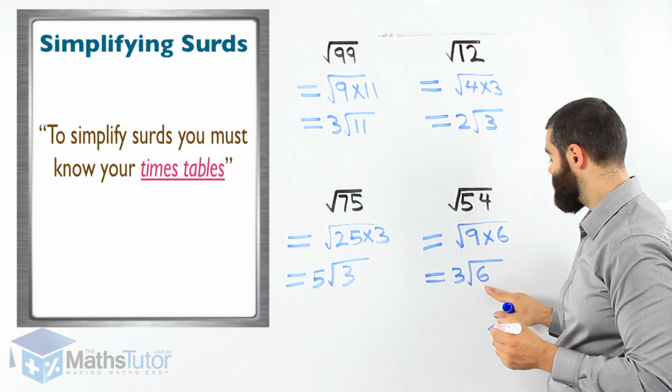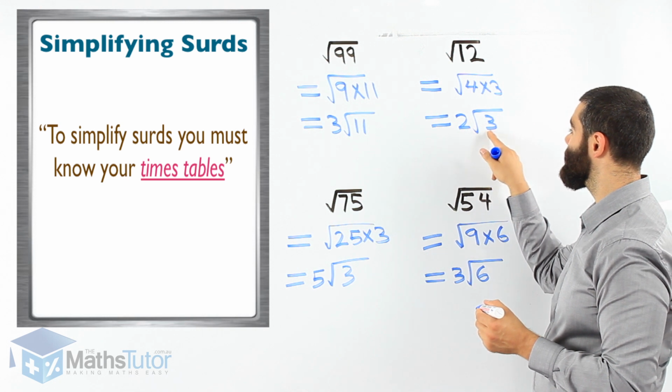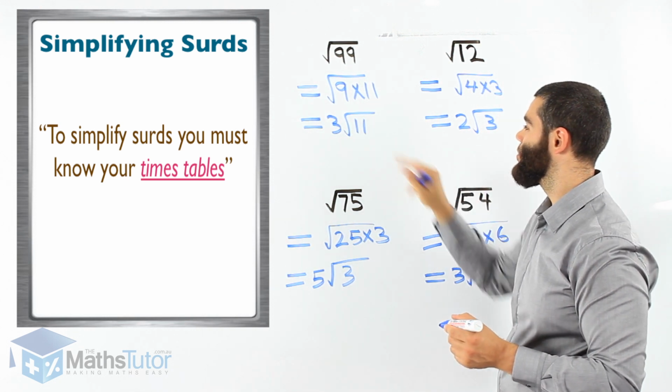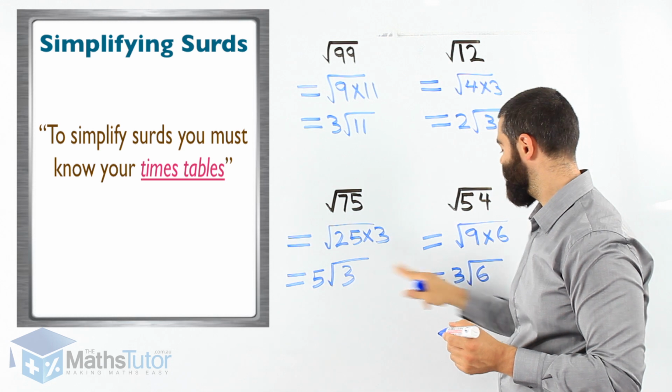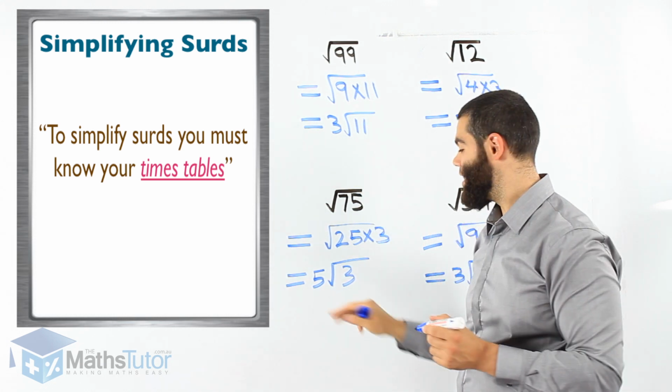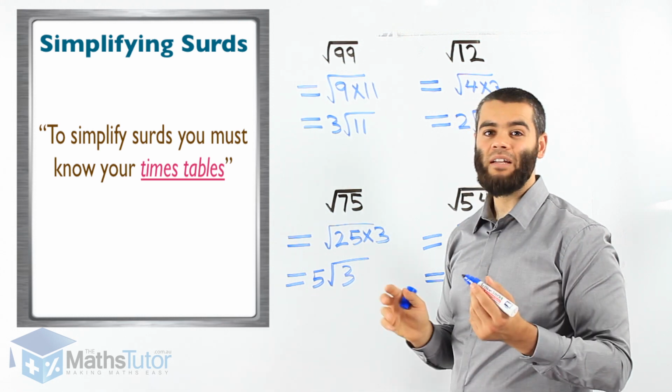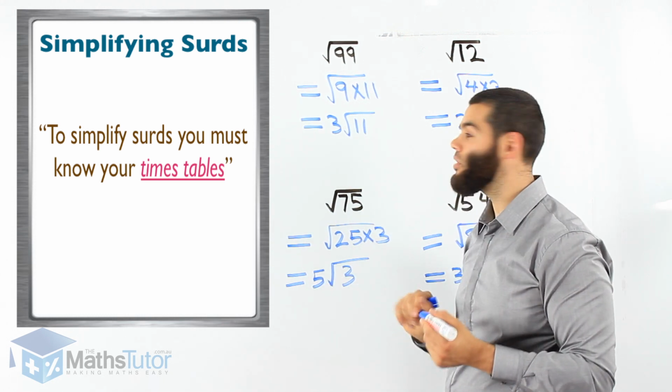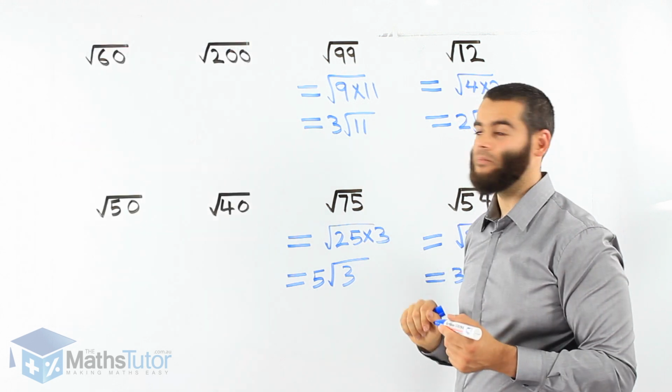3 times root 6, 2 times root 3, and 3 times root 11. There's an invisible multiplication in all of them. That's what it means. But we just say it as 3 root 11, 5 root 3. But in fact, it means 5 times root 3, 3 times root 11.